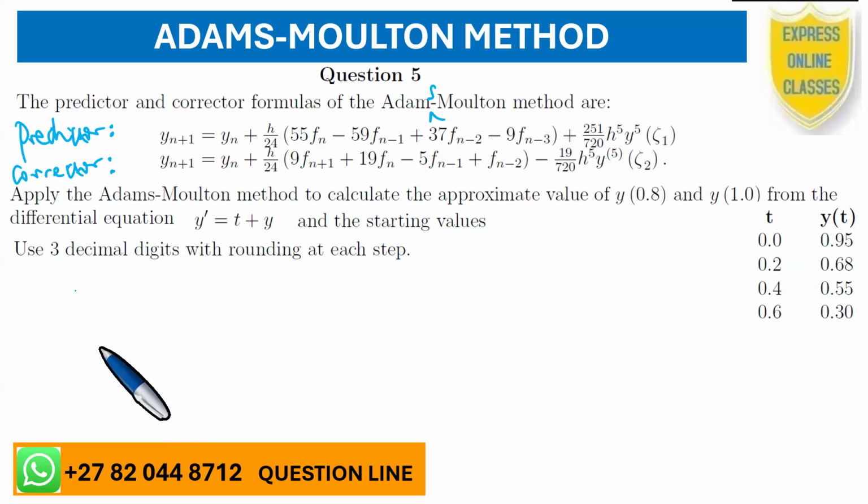Analyze this very carefully and note that in this question, apply the Adams-Moulton method to calculate the approximate value of y at 1.8 and at 1.0 from the differential equation y prime equals t plus y. I said these questions are from past exams, right? And they're starting values. So now you need to use 3 decimal digits with the rounding at each step. So it's very important that these questions, you write them down and you learn them and you repeat.